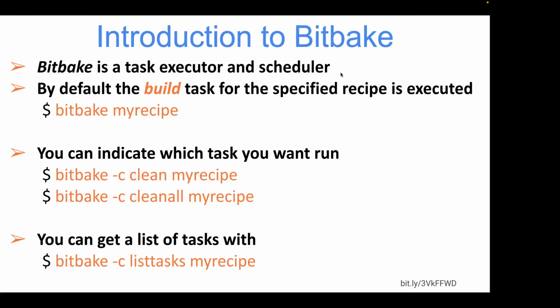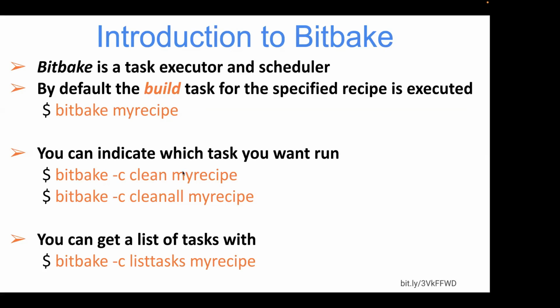So Bitbake's basically doing quite a lot when you say bitbake my recipe behind the scenes. It's trying to automate as many things as it possibly can. Now, if you want to indicate which task you want to run, Bitbake calls these commands, as opposed to the rest of the documentation, where we call them tasks. But what this means is when you do a bitbake -c, you're specifying the task or command that you want run with that particular recipe.